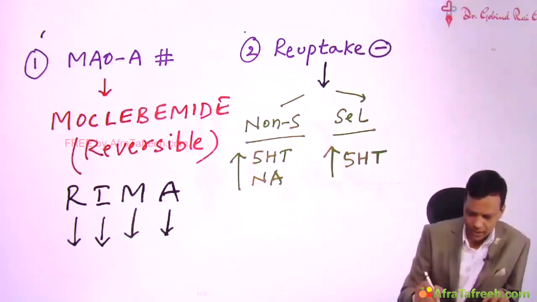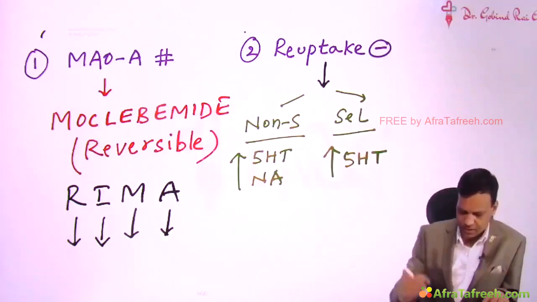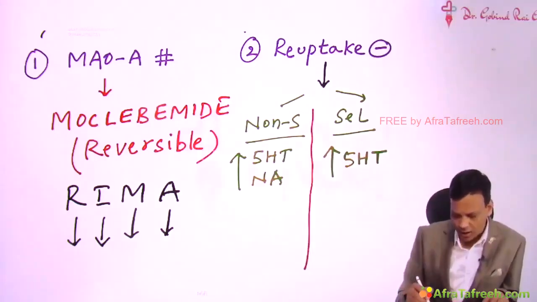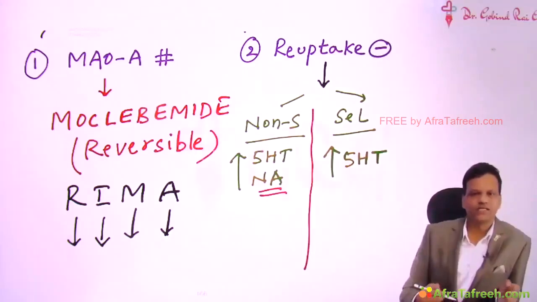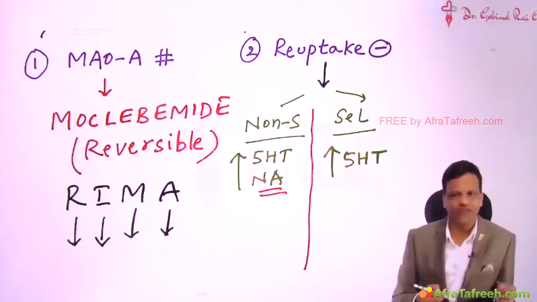So what will be the clinical difference between these two drugs? The difference is, if a drug increases noradrenaline, that means it is increasing sympathetic activity. So that will lead to tachycardia and increased work of the heart.